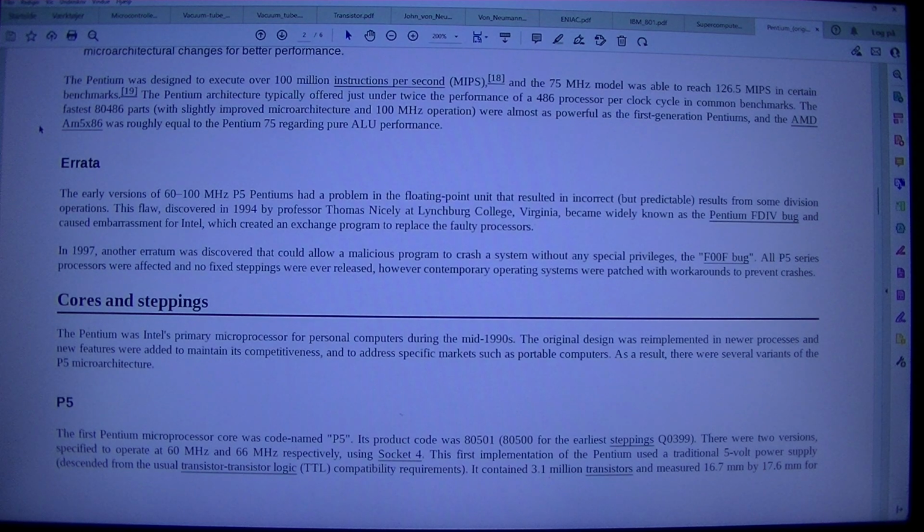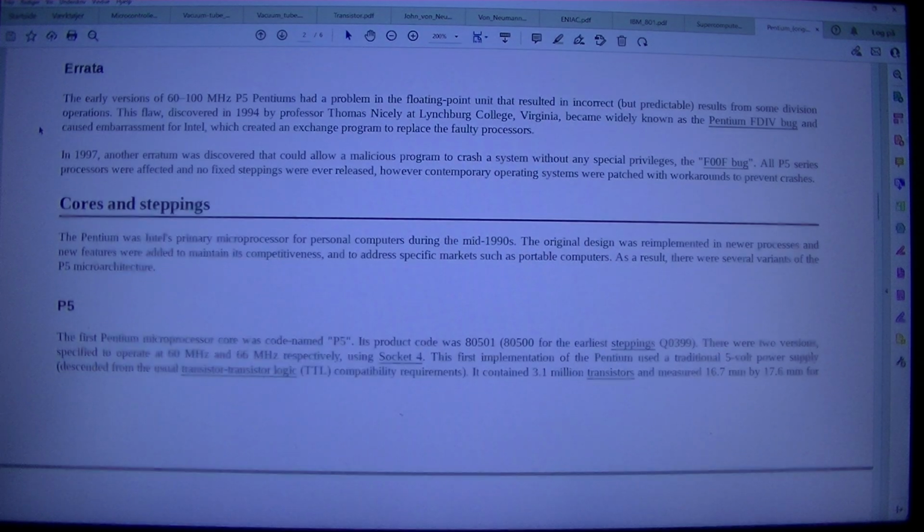Errata. The early versions of 60 to 100 MHz P5 Pentiums had a problem in the floating point unit that resulted in incorrect, but predictable, results from some division operations. This flaw, discovered in 1994 by Professor Thomas Nicely at Lynchburg College, Virginia, became widely known as the Pentium FDIV bug and caused embarrassment for Intel, which created an exchange program to replace the faulty processors.